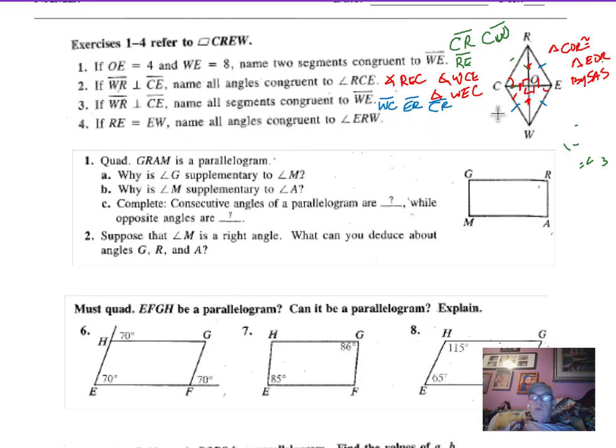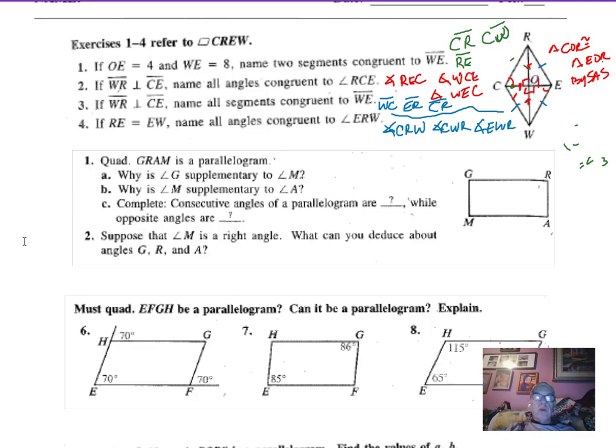So name all angles congruent to ERW. ERW, which is this, what we call the vertex angle, because it's the sharpest angle. So ERW is congruent to CRW. And opposite angles are congruent, and they're bisected. Angle CWR is also going to be congruent to angle EWR. So those are the congruent angles set up in this problem.